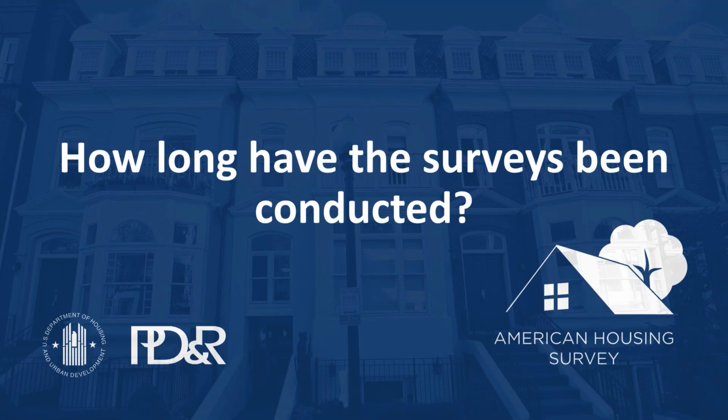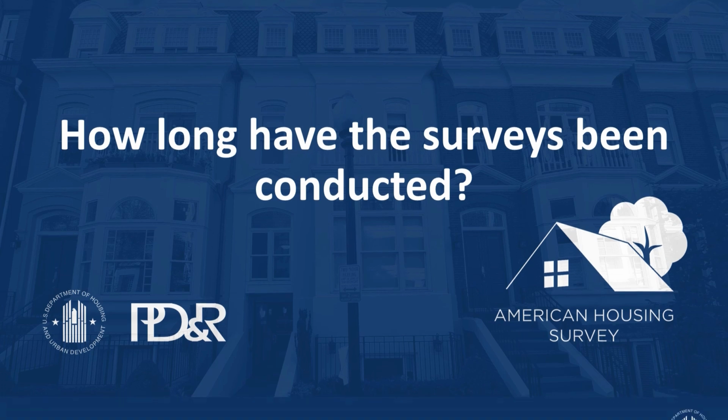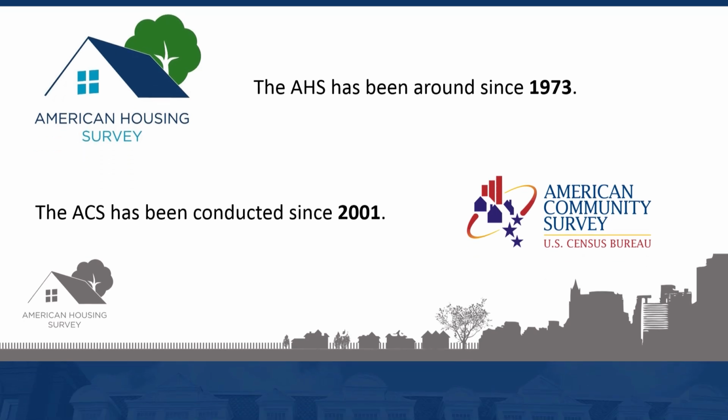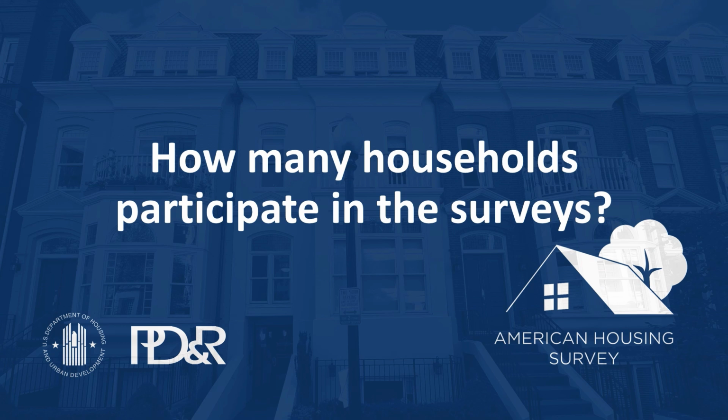Let's compare how long the surveys have been conducted. The AHS has been around since 1973. The ACS has been conducted since 2001. Now, let's look at each survey's sample design. For example, let's compare how many households participate in each survey.